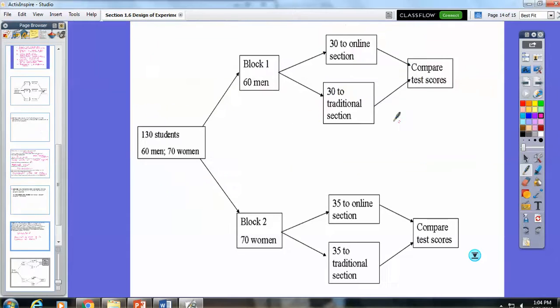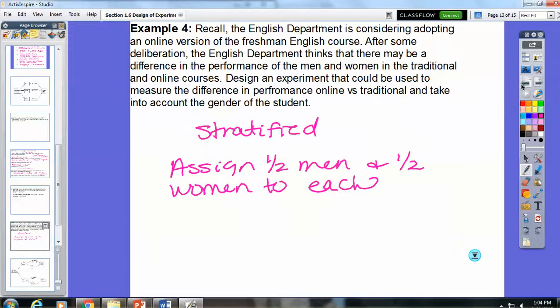And the next diagram just kind of shows how that can be done. If we had 130 students, we could break them up into the men and the women, then separate each of those in half, and then look at our test scores from it.